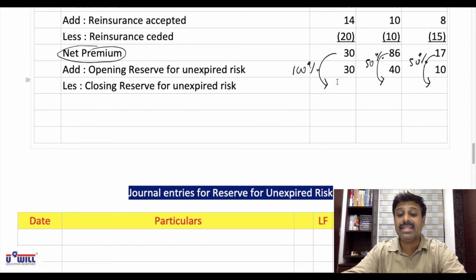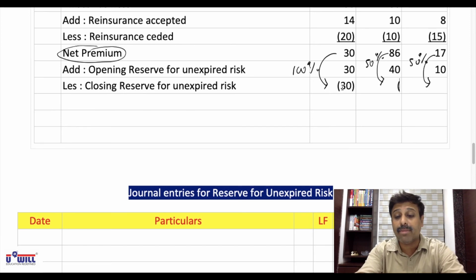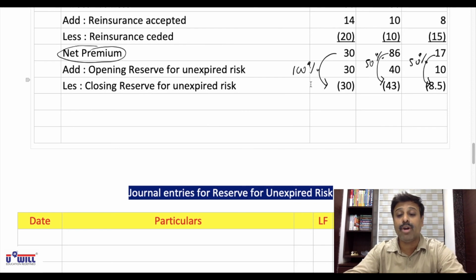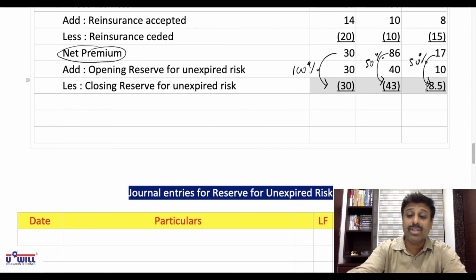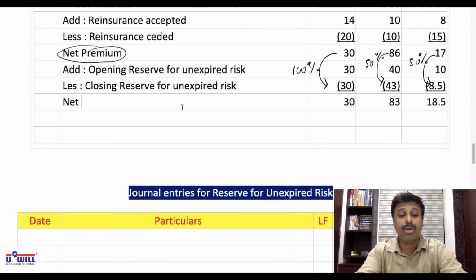What is 30 is 100%, you'll minus 30, 86 50% you'll minus 43 and 17 is 50% you'll minus 8.5. So these amounts we will subtract. Okay, so that remains 30, 86 plus 40 minus 43, so that will be 83 and 17 plus 10 minus 8.5 will be 18.5. This is the final amount of net premium to be shown in revenue account.